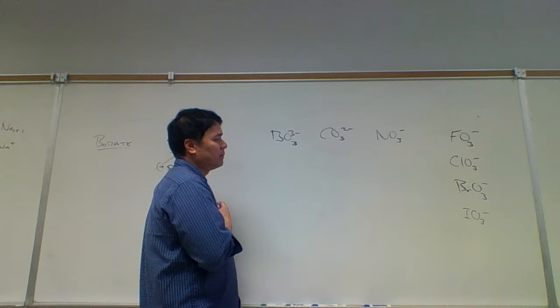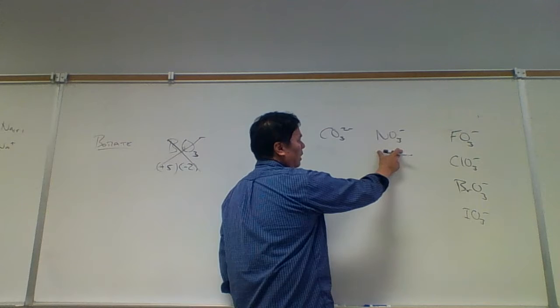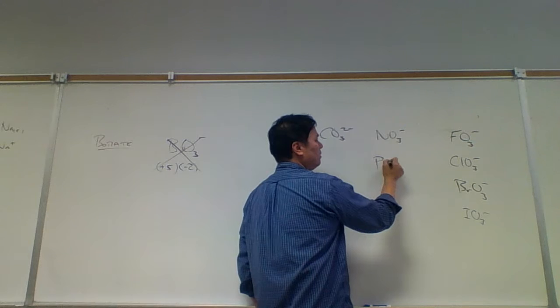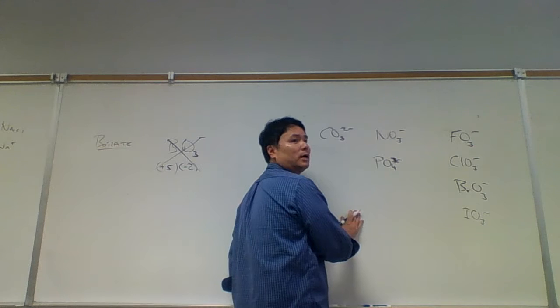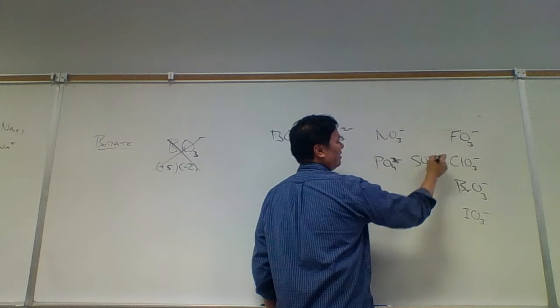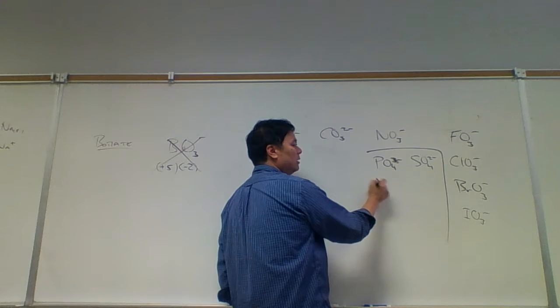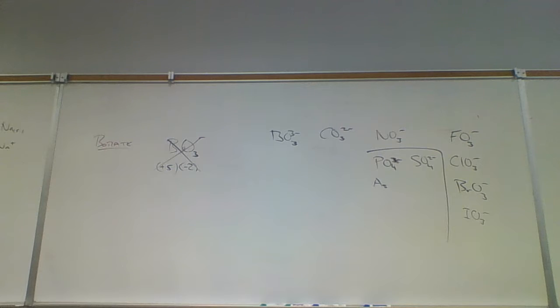We could do other things with the patterns. So for example, under nitrate is phosphate. What's phosphate? PO4 3 minus. Sulfate? SO4 2 minus. Okay, so I might ask you this. What is arsenate? Arsenate is below phosphorus. What would arsenate be? This one's tricky, potentially.